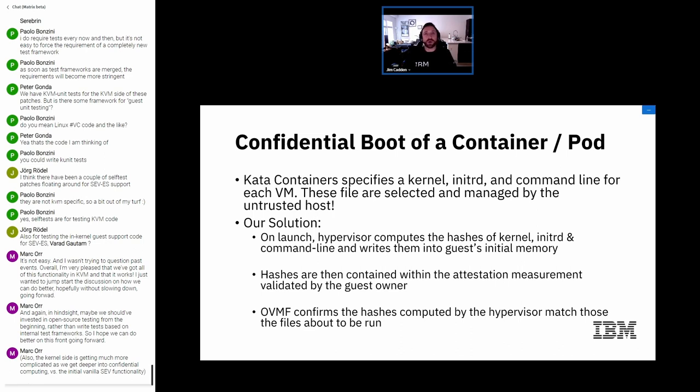Because again, we are not trusting the hypervisor. The hypervisor could be lying about what files it is passing in with a non-matching hash. And this final step is that the OVMF, which is again part of the attested measurement, is the one doing the final safety check before the actual guest is launched. In this case, the guest is the Kata container agent, which in the previous talk we spoke about, the one that is going to download the container image and do the unpacking.